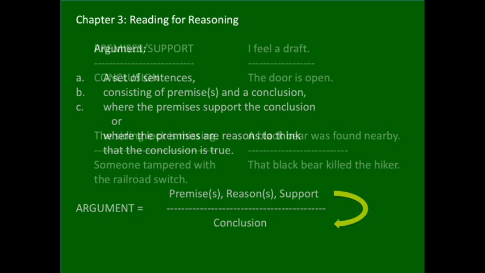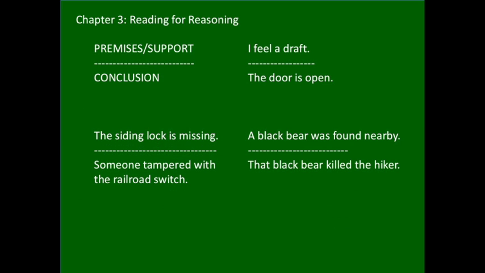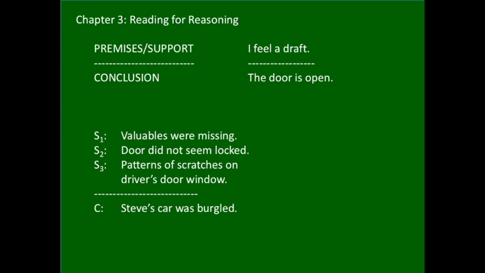Here are a few other examples to illustrate the basic pattern and how we'll schematize or diagram arguments. The siding lock is missing is a reason to believe that someone tampered with the railroad switch. A black bear was found nearby is a reason to think that the black bear killed the hiker. Now, each one of these examples involves one piece of support and one conclusion, but of course you can have multiple pieces of support for a conclusion as illustrated here.